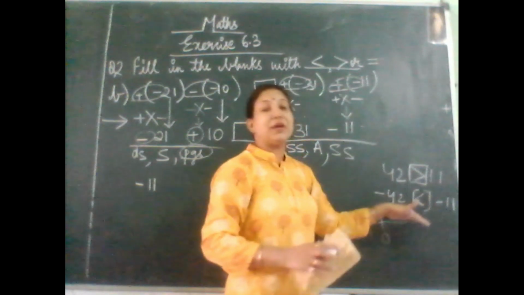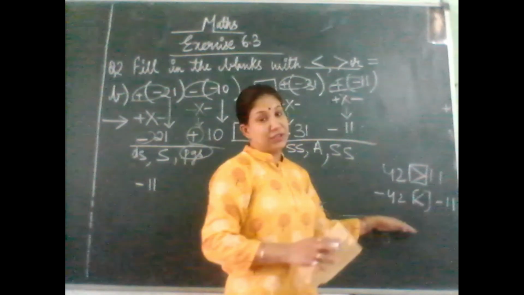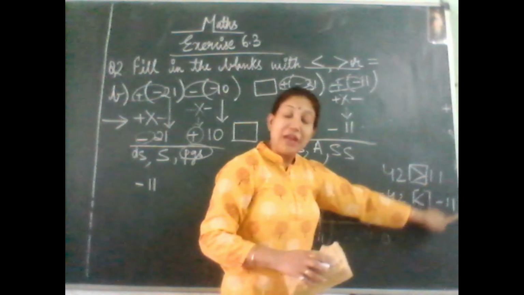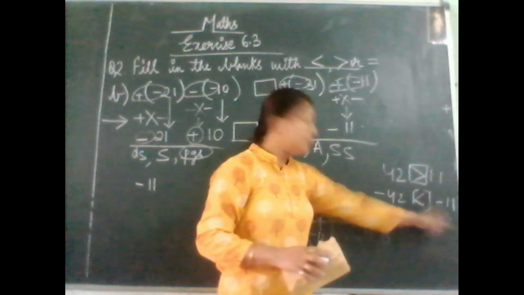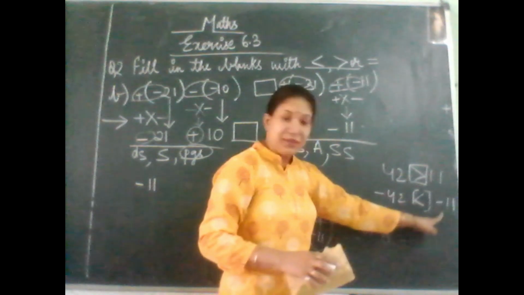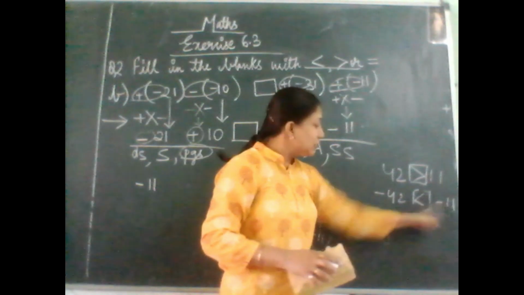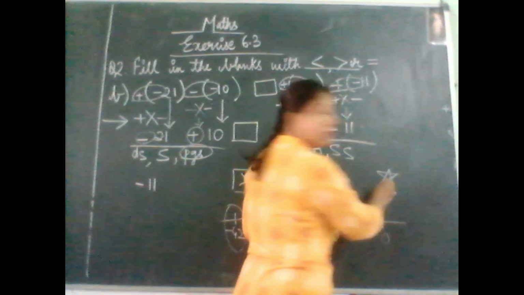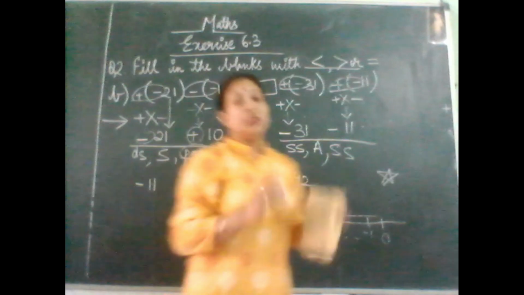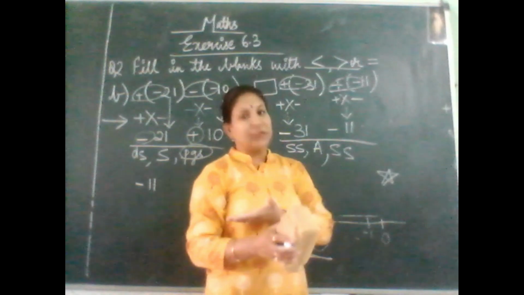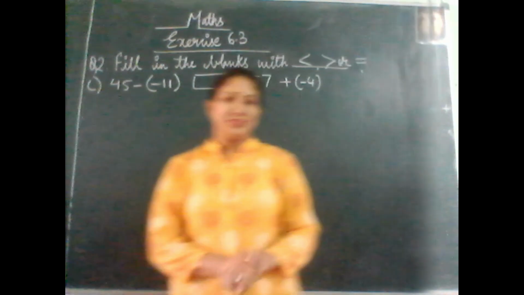Just the opposite becomes the rule for negative integers. The number which is a smaller negative integer will become the greater integer if you compare it with another number. So here you see minus 11 is the smaller negative integer, so it is greater than minus 42. The starting point is, when you compare two negative integers, the negative integer which is smaller will become greater than the other number.